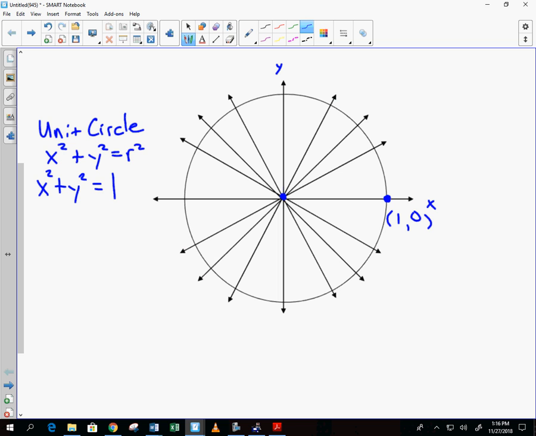Let's try another one, see if you can convince yourself of this. I'm going to move to this spot on the circle. Can somebody tell me that coordinate? 0, 1. Good work. Y'all good? Can somebody tell me this coordinate here? -1, 0.